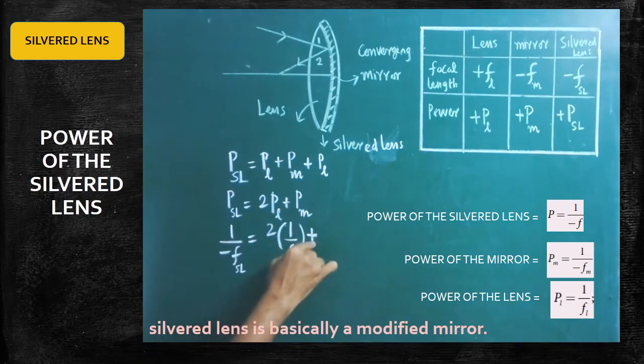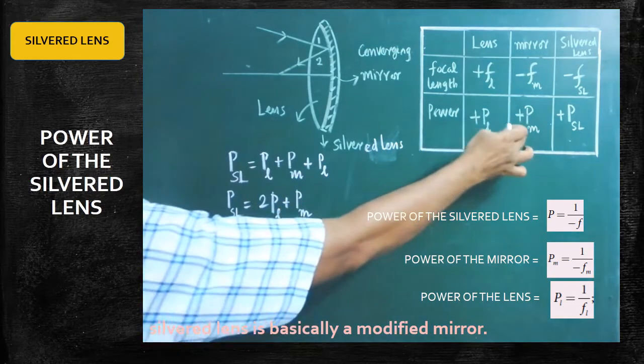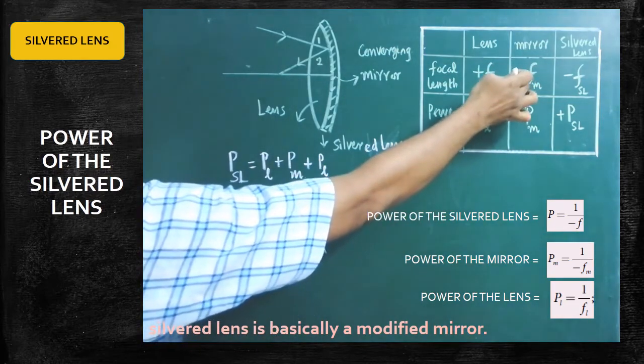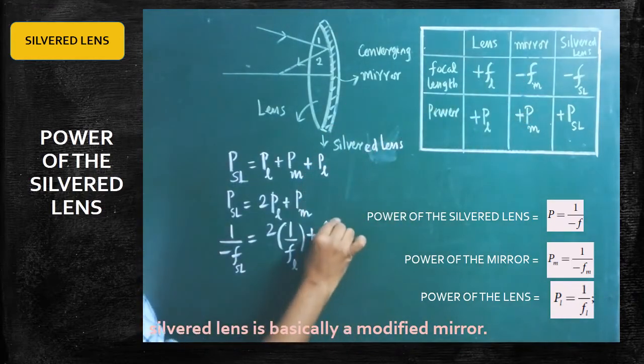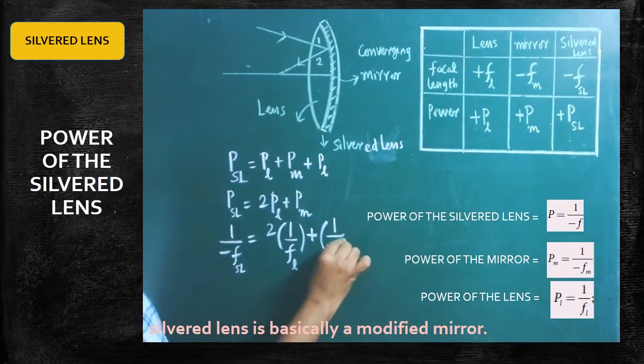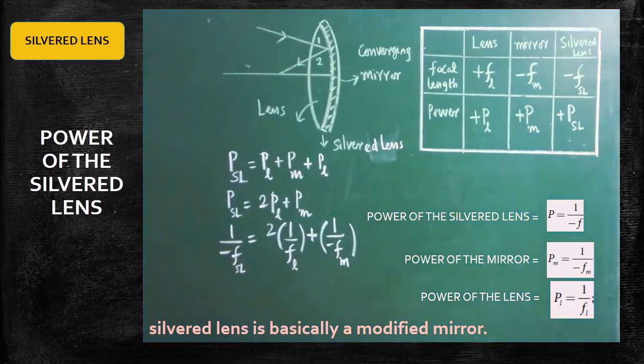As given in the formula, the plus sign must be written within the bracket, and the power of the mirror must be written. The power of the mirror is nothing but the reciprocal of the focal length, but with a negative sign. Therefore, 1 by minus the focal length of the mirror must be written. So this is the formula written in terms of focal length, and this is written in terms of power.